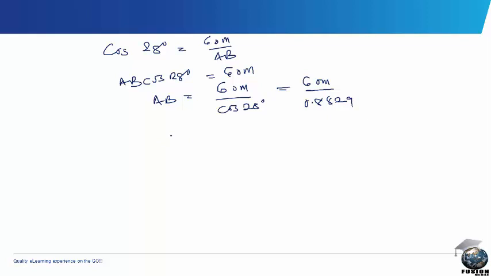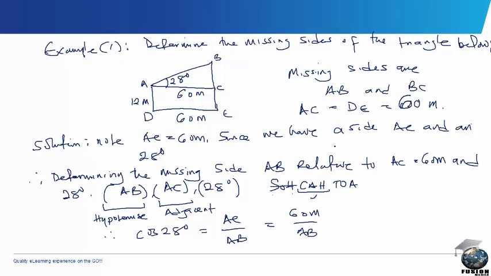If you punch it on your calculator, you have 0.8829. Okay, and then if you divide out, you will have 67.9542. So therefore you can say that AB is equal to 67, and further truncation gives us 67.95, or we can truncate further to give 68 meters. So the side AB is equal to 68 meters.